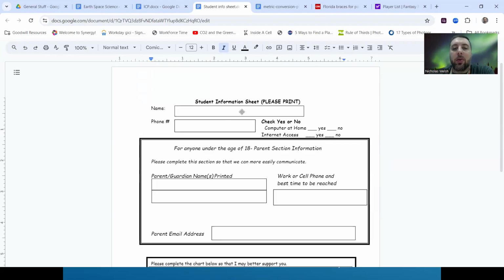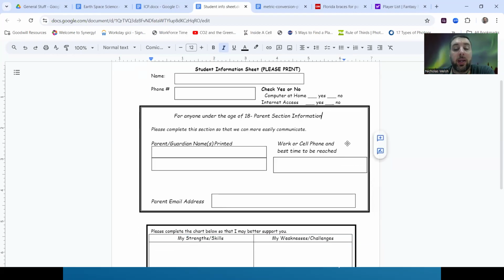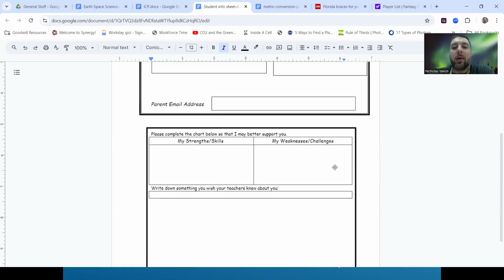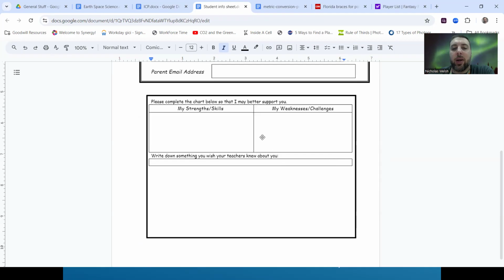At the very top, please put your name, printed please, and a contact number that I can reach you at. Then check the boxes on the right to tell me if you have a computer and/or internet access at home. If you are under the age of 18, please fill out this middle box with a parent or guardian name and contact. It could either be their cell phone or email, whichever you have access to. Then everyone's going to fill out the bottom, which is just a way for us to get a jump start in the class.